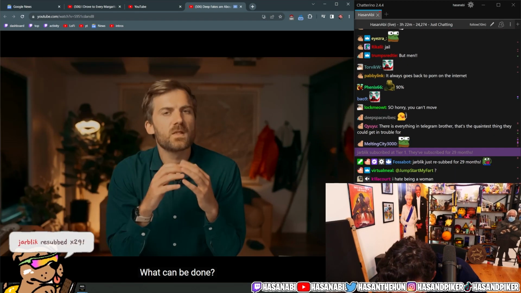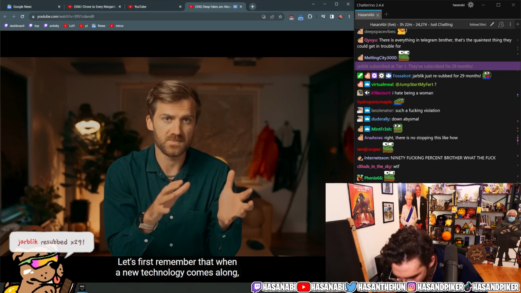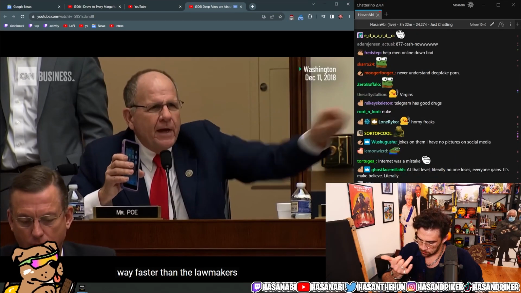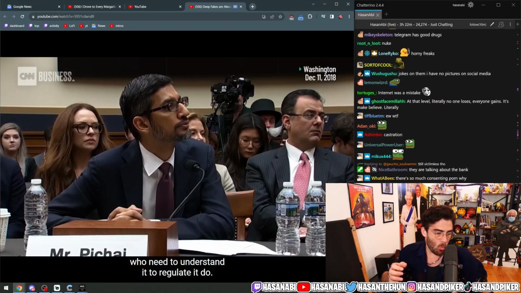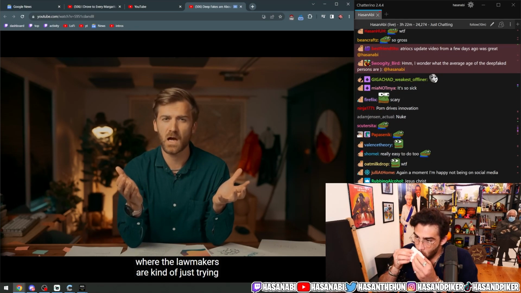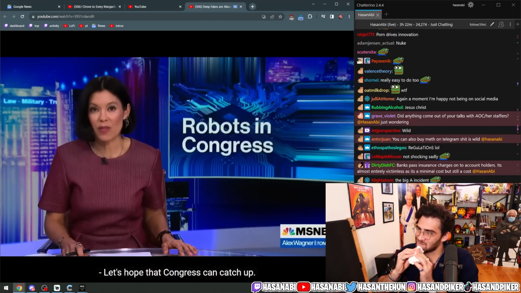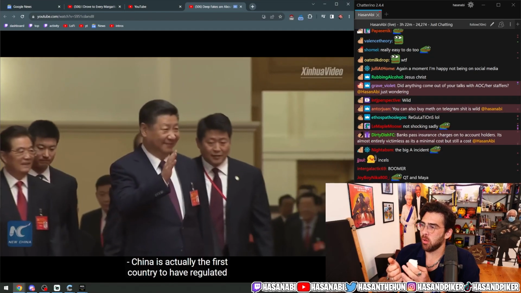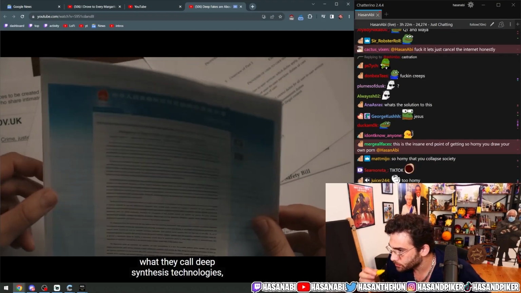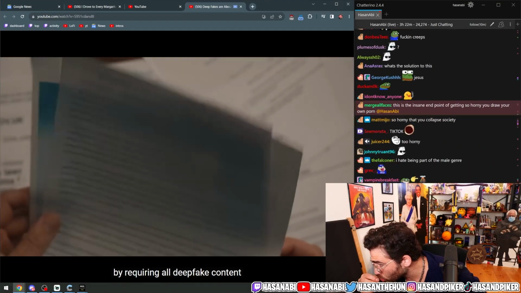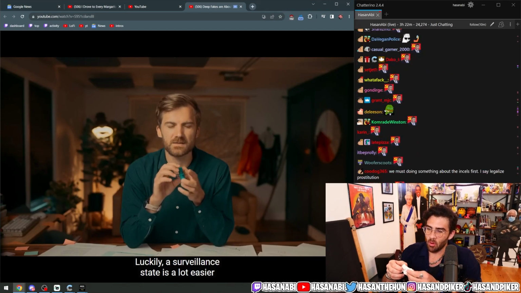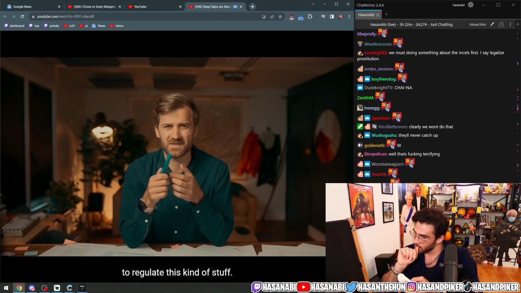What can be done? Let's first remember that when a new technology comes along, it typically evolves rapidly, way faster than the lawmakers who need to understand it to regulate it do. So we're in the kind of Wild West phase where the lawmakers are just trying to get their head around this stuff. Let's hope that Congress can catch up. China is actually the first country to have regulated what they call deep synthesis technologies by requiring all deep fake content to be clearly marked as having been modified. Luckily, a surveillance state is a lot easier to regulate this kind of stuff.